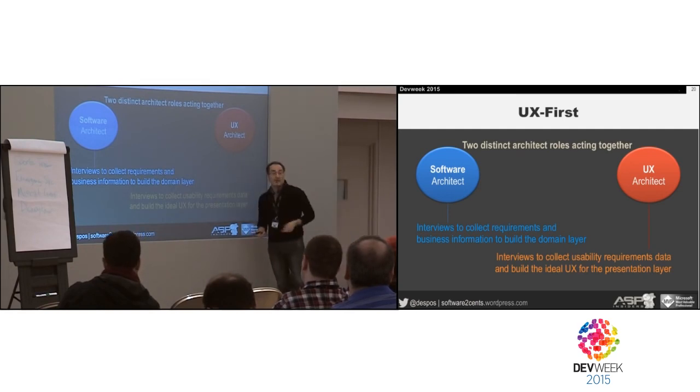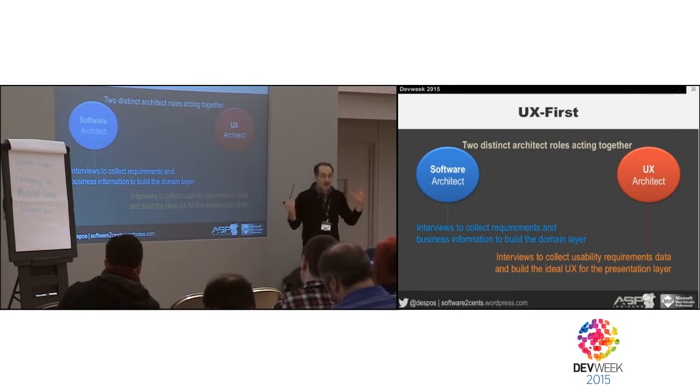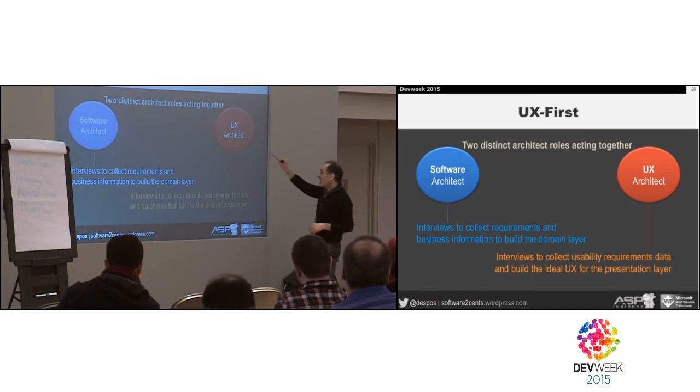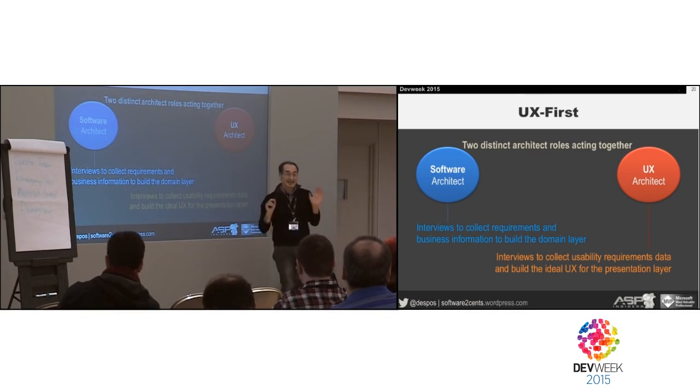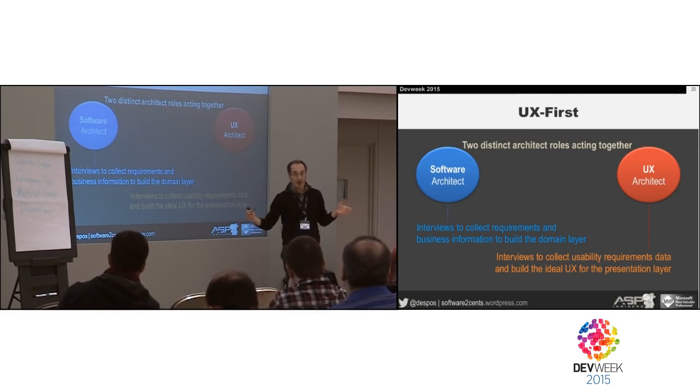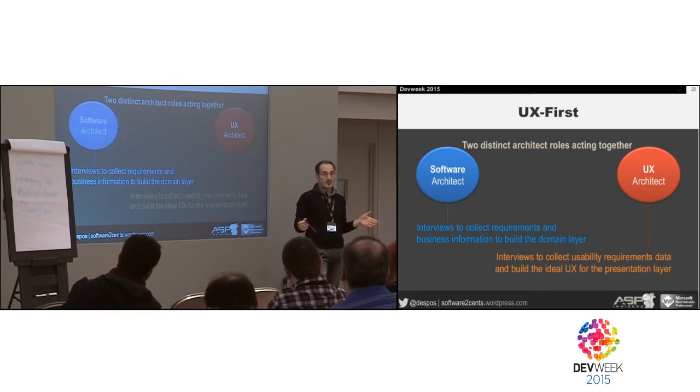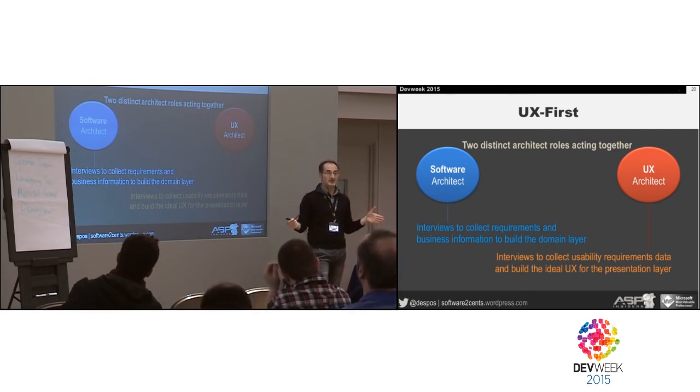Now, I tried to use in the past couple of minutes the term "professional figure" to refer to both architects, which means that software architect and UX architect are distinct roles, but they could belong to the same individual. So I'm not saying that necessarily there should be two people on the payroll, but you need to have two distinct skills.